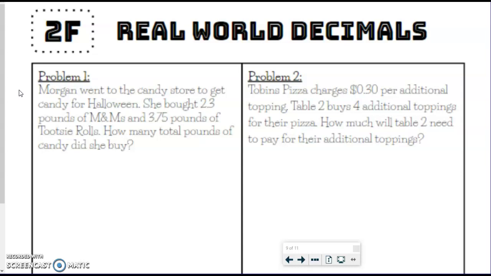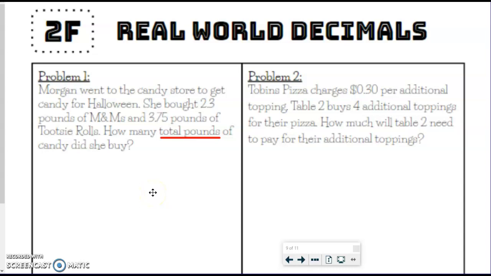So let's get started. So we've got problem 1. Morgan went to the candy store to get candy for Halloween. She bought 2.3 pounds of M&Ms and 3.75 pounds of Tootsie Rolls. How many total pounds of candy did she buy? So I am noticing a key word in here. So we know we've got our numbers of pounds of M&Ms, pounds of Tootsie Rolls, but I'm looking at the question and how it says how many total pounds. So that's where I'm looking, is total pounds of candy did she buy.